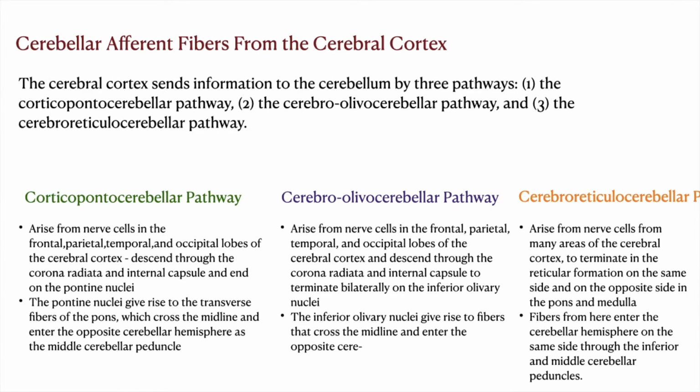The second is the cerebro-olivo-cerebellar pathway. Fibers arise from the nerve cells in the frontal, parietal, temporal, and occipital lobes of the cerebral cortex, and they descend through the corona radiata and internal capsule to terminate bilaterally on the inferior olivary nuclei. The inferior olivary nuclei give rise to fibers that cross the midline and enter the opposite cerebellar peduncle.